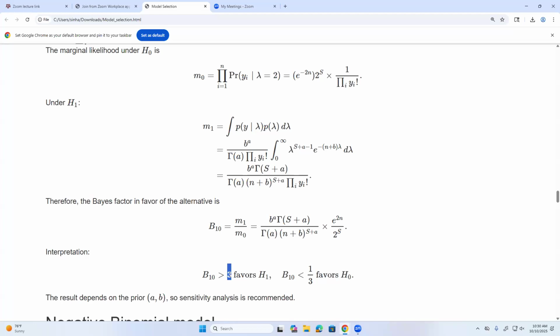The question is, what if you have a value between 1 and 3? If you have a value between 1 and 3, you have some evidence, but it is not very good evidence. So there is some room for ambiguity. Same thing: what happens if the value is lower than 1, but larger than 1/3? Okay. So there is also room for ambiguity.